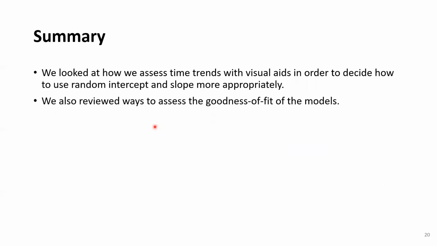Okay, so this is a summary. We looked at how we assess time trend with visual aids in order to decide how to use random intercept and slope more appropriately. And we also reviewed ways to assess the goodness of fit of the models.